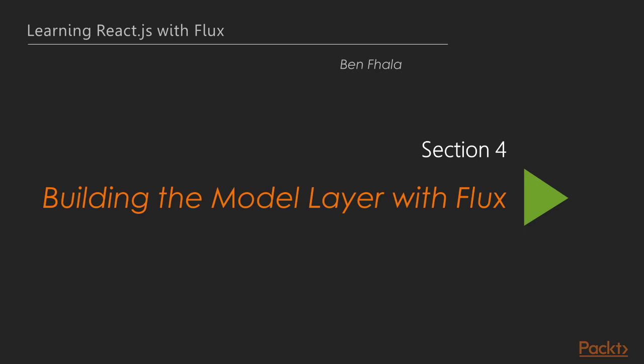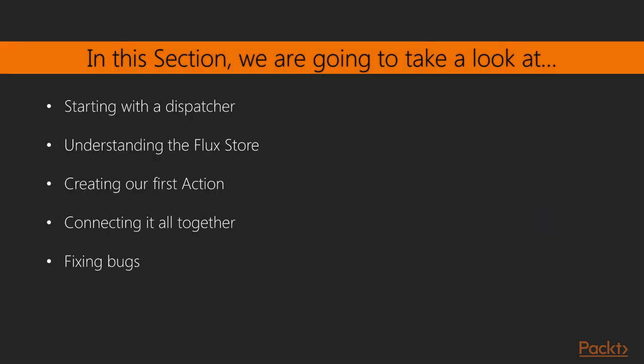Alrighty, so we're done with the visual layer and welcome to chapter number 4, where our focus will be exclusively on Flux. And in it, we're going to learn about the dispatcher, understand the Flux store, create our first action, and connect all the logic that we've weaved throughout this very theoretical chapter into an actual application that works as we fix a few bugs in the process of talking in theory.